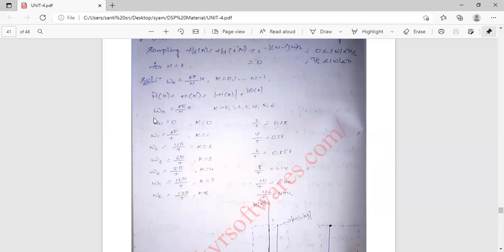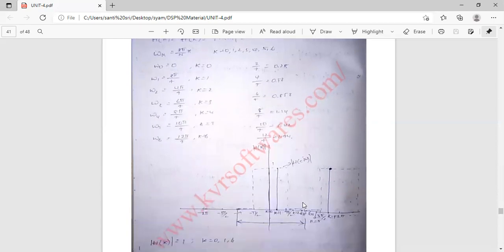Okay, if k is 0, then w of 0 becomes 0. If k is 1, w1 equal to 2 pi by n, here n is 7, that is 2 pi by 7. Next, if k is 2, then it is 4 pi by 7. If k is 3, it is 6 pi by 7. If k is 4, it is w4 equal to 8 pi by 7. If k is 5, it is 10 pi by 7. And if k is 6, it is 12 pi by 7. Okay, so these are the values: 0.28, 0.57, 0.857, 1.14. So with these values, you can draw the plot.